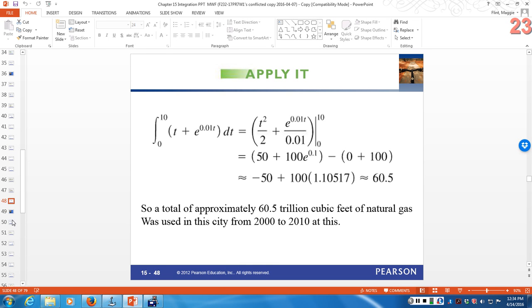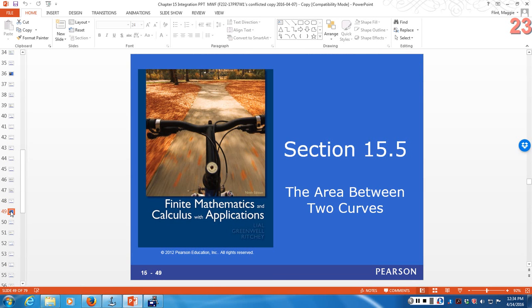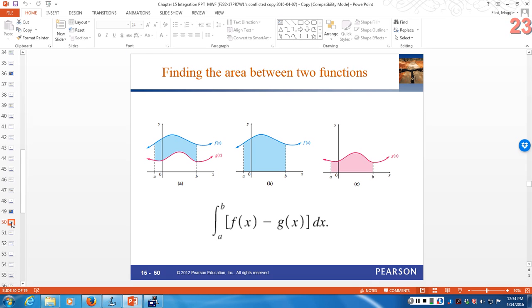So now we are ready to move to something new. The area between two curves. Not between the curve and the x-axis, but between two curves. It's on the Tegrity, and I think I put the whole PowerPoint up in D2L. Okay. You can also find the area between two curves, which can be a useful thing if you have two related quantities.